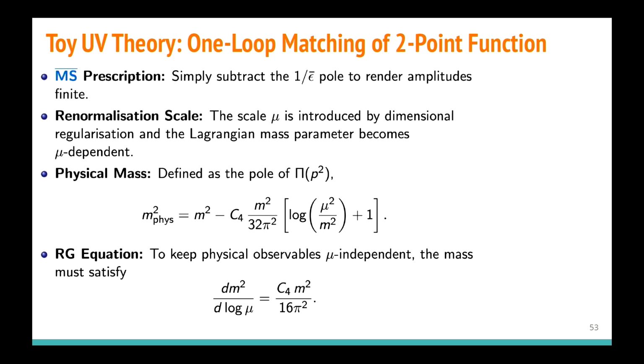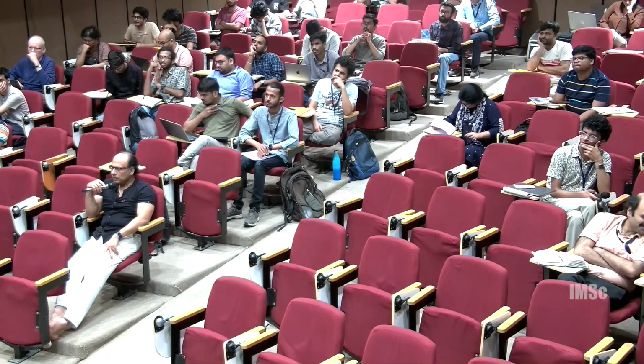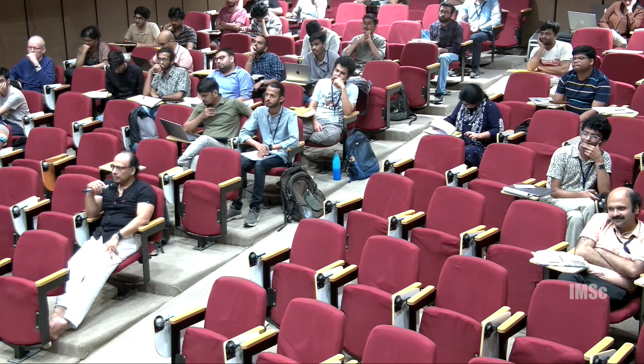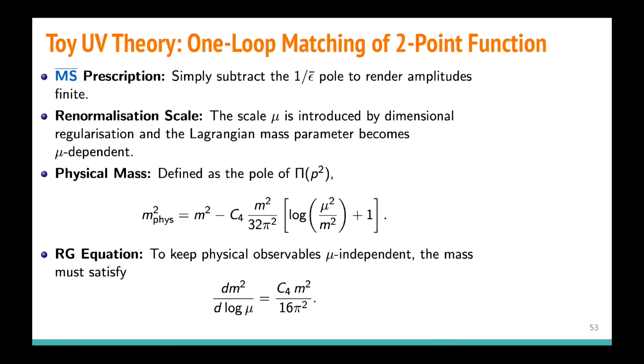The definition of m phys squared: what is the definition? That is the propagator, p squared minus m squared plus this, and that has a precise prescription of how to calculate Pi. Once you calculate, I do the calculation at p squared equal to m phi squared, and that's what I do here. And I put this equal to 0.